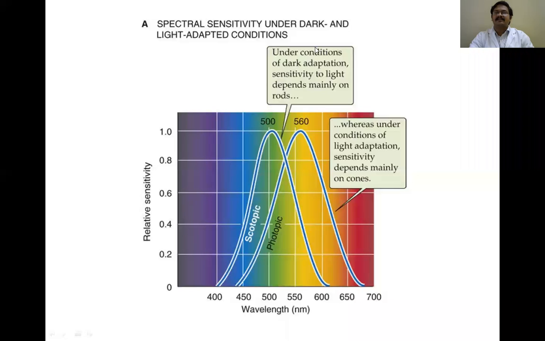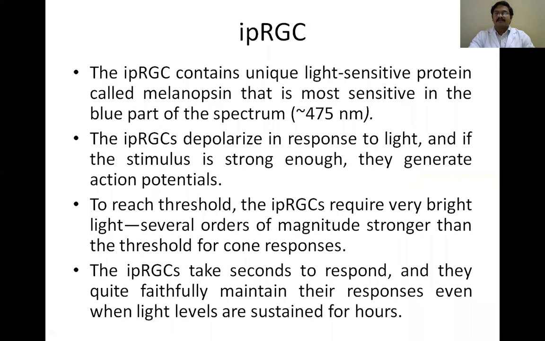This is the spectral sensitivity. Under dark adaptation, the sensitivity to light depends mainly on the rods. Under photopic adaptation, the spectral sensitivity depends upon the cones. We have already discussed dark adaptation and light adaptation in the previous classes.